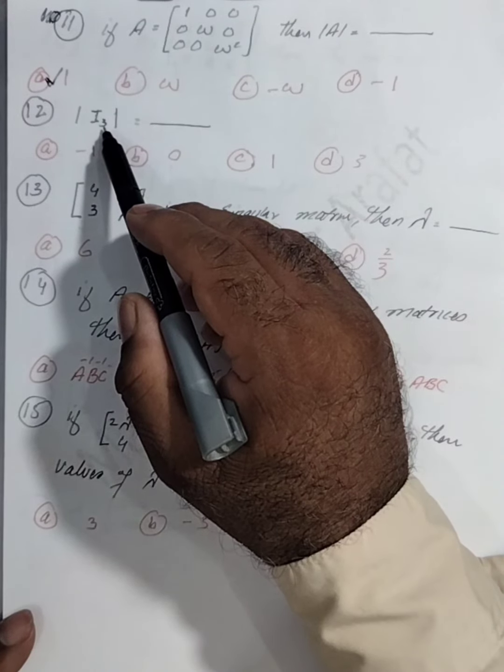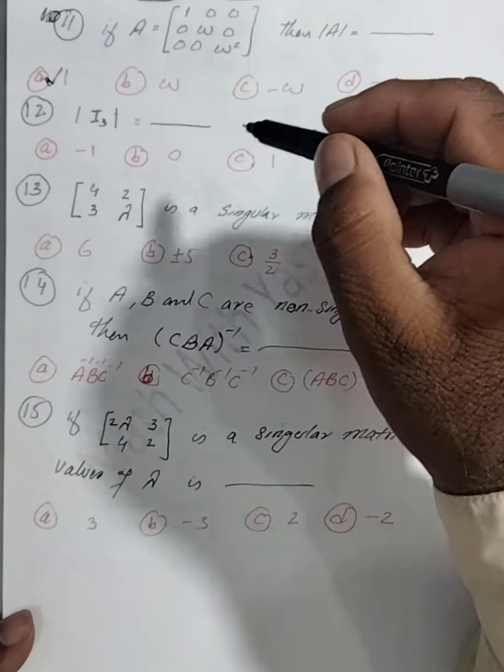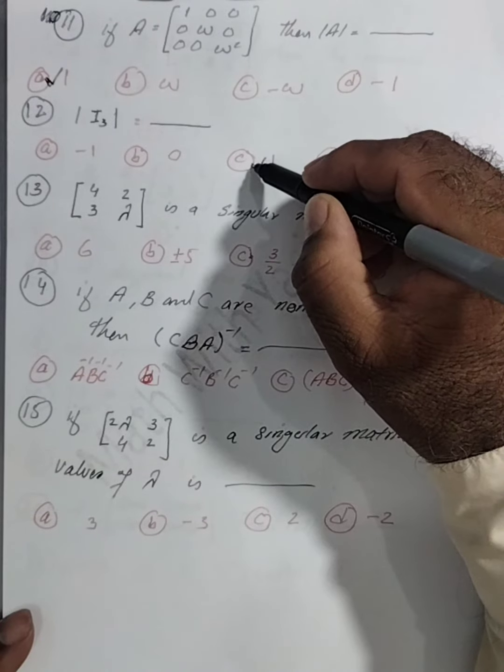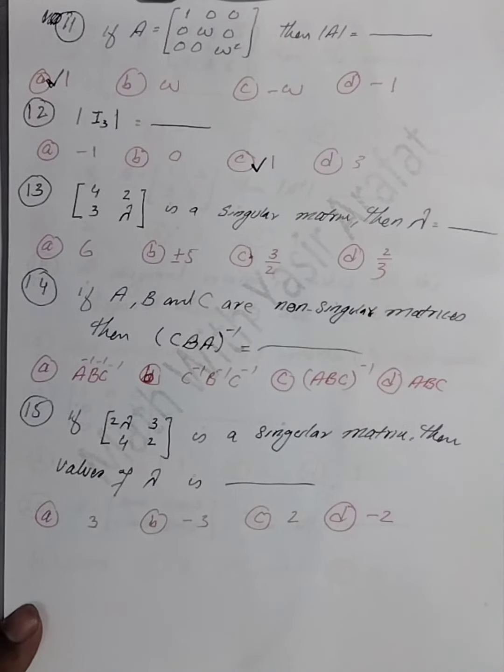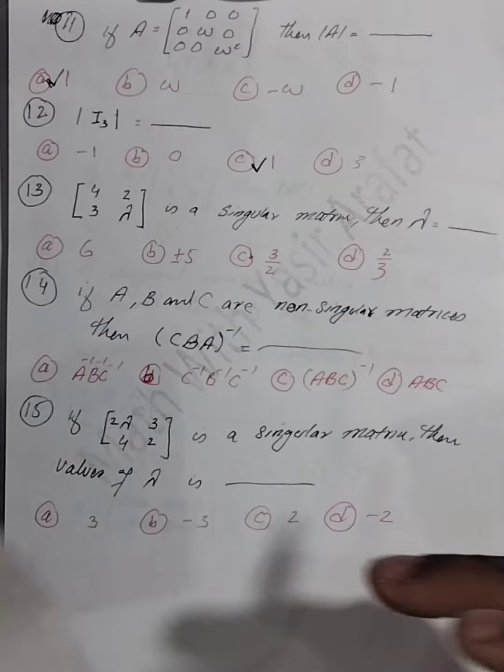I3 means identity matrix with order 3 by 3. So when we have to take out the determinant of any unit matrix, the result will be equal to 1.